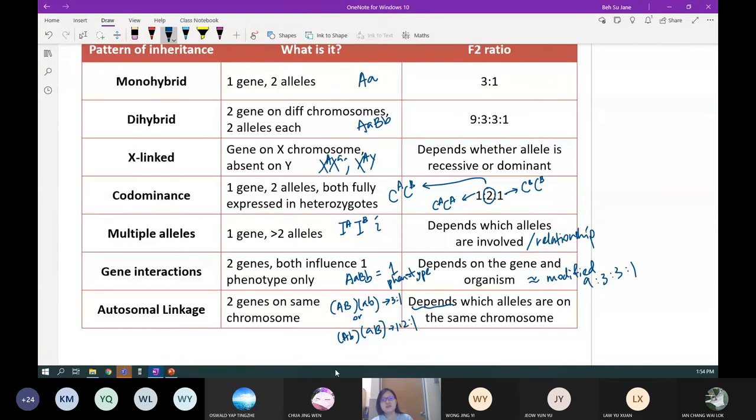Your friend asked, Miss, during the exam, will they give the parental genotype for autosomal linkage, right? Not necessarily. Have you done the worksheet? The last question didn't give you the parental genotype. They give you some information. They tell you what purebred crossed with what purebred produces what. Then from there, you have to work it out. You have to understand the question and work it out. So yep, that's it for this particular part.